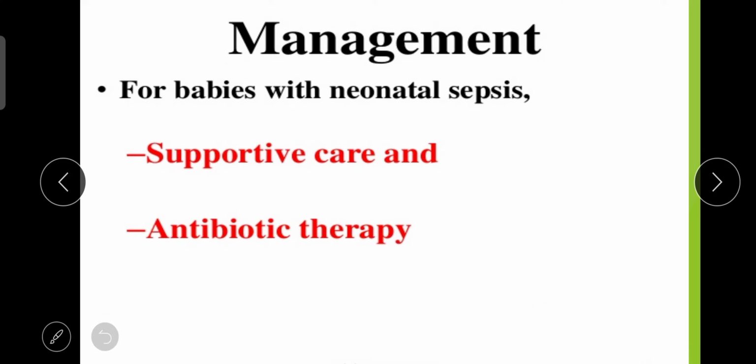The next one is management or treatment. For babies with neonatal sepsis, there are two types of management. One is supportive care, one is antibiotic therapy. We will not directly start with antibiotics; we will first go for supportive care. If supportive care is not improving the baby's condition, then we will go for antibiotic therapy.